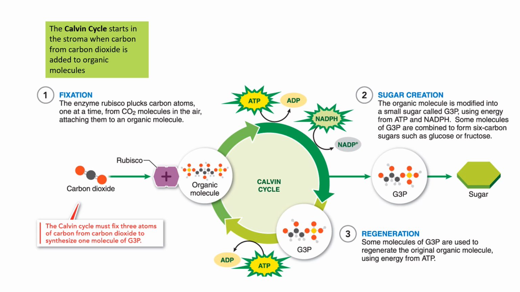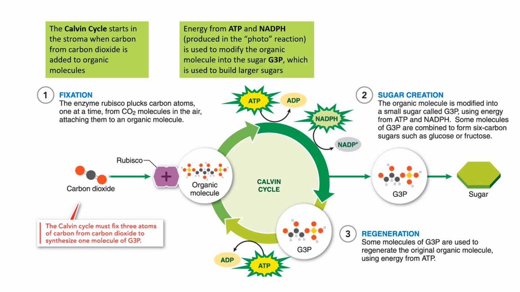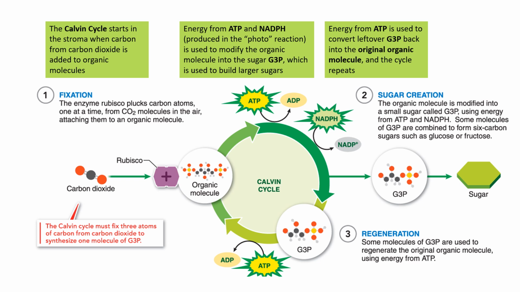In the Calvin cycle, we take carbon from carbon dioxide and add it to a 5-carbon organic molecule. Then we use the energy stored in ATP and NADPH to convert that molecule to the sugar G3P, which gets combined to form larger sugars, but some G3P is left over. So we use some more energy from G3P to reform our original organic molecule so we can start the cycle again.